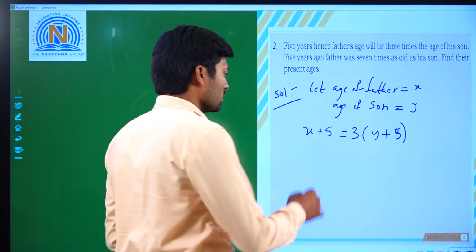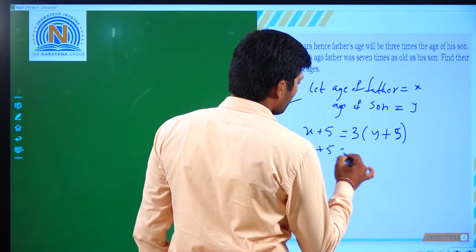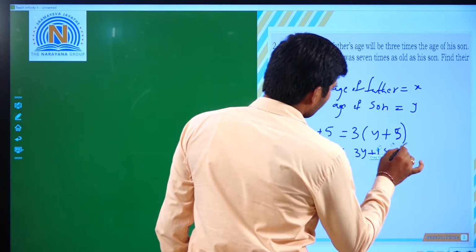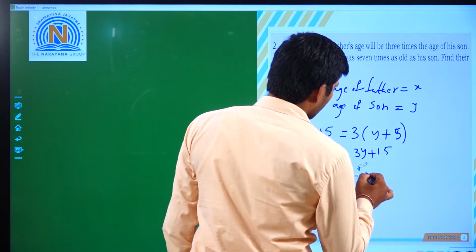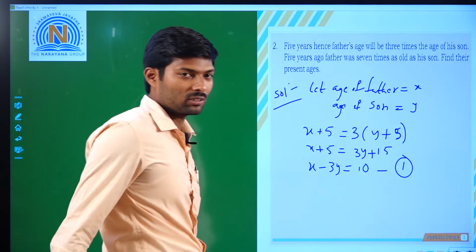This is the first equation. Simplify this: x plus 5 is equal to 3y plus 15, so x minus 3y is equal to 10. Let me take this as equation number 1.